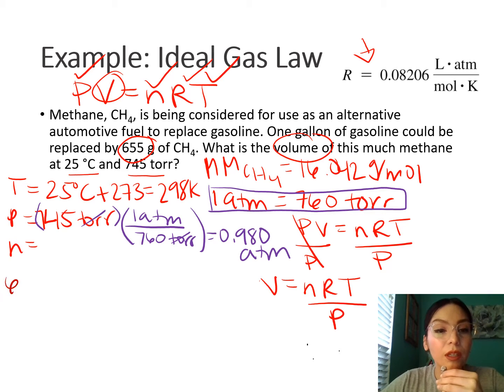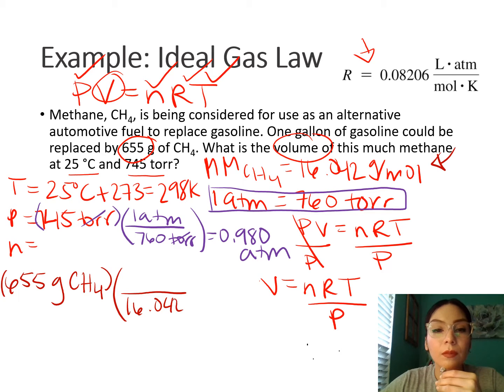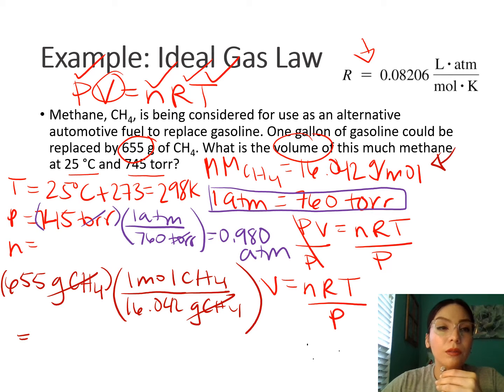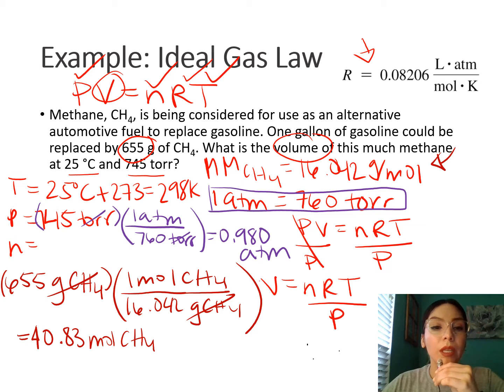And then next we need to convert our moles. So we're starting off with 655 grams of methane. We need to convert this to moles. And right here I have our molar mass. So grams cancel out, and then we get moles of CH4. We get 40.83 mole of methane. So now we finally have everything ready and in the correct units in order to plug in.